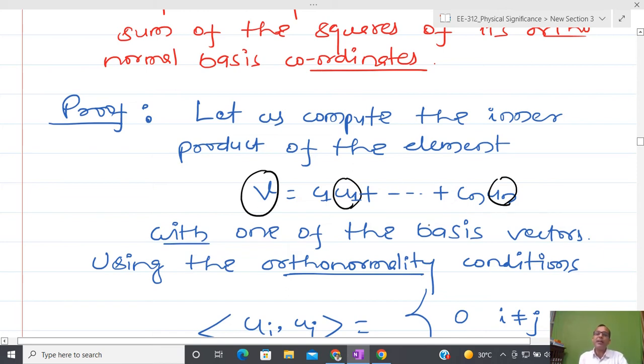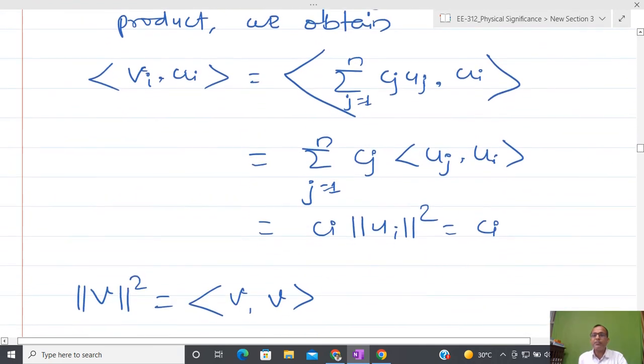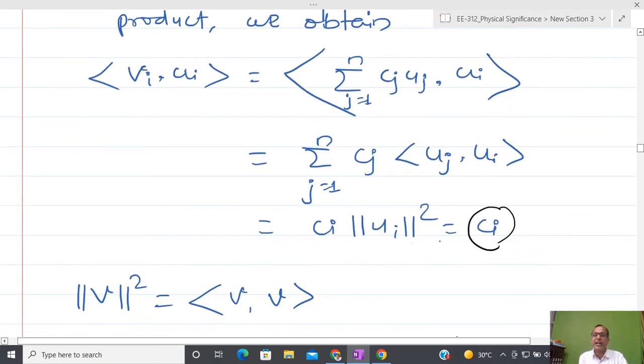After that, you can apply the concept of orthogonality. We already know that if two vectors have i not equal to j, then the inner product is equal to 0. If i equals j, then it is equal to 1. After that, you can apply the concept of bilinearity, and you are able to recover ci, because this is an orthonormal basis. Orthonormal basis means any two basis vectors have inner product equal to 0 and their length equal to unity. In this way you are able to prove it.